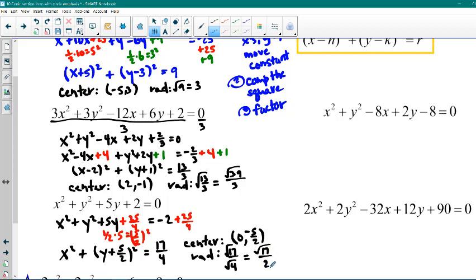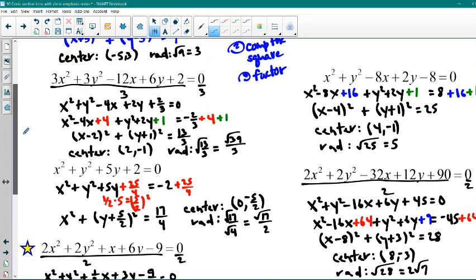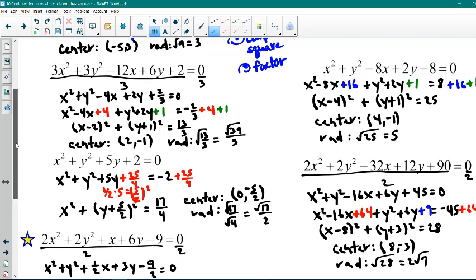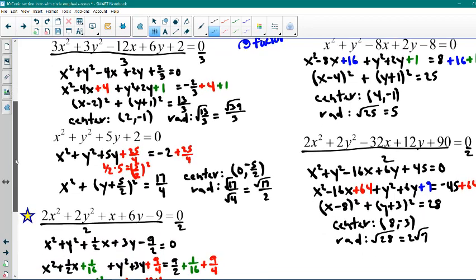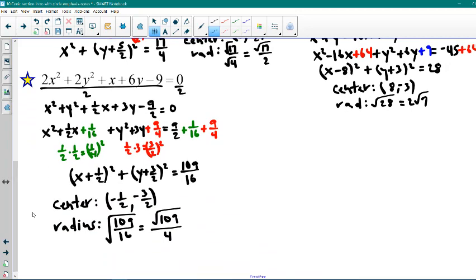I'm going to stop the video and do some additional examples. I recommend that you try them first and then check it based on the notes. So take a minute and please check to make sure that you got the correct center and radius for each of the circles. And that's how we can take an equation given to us in general form and convert it to standard form.